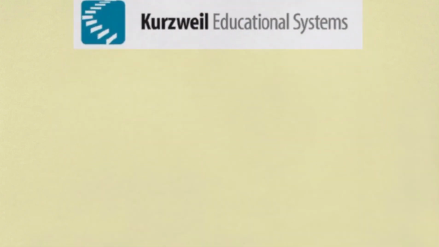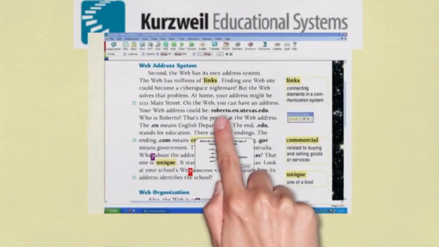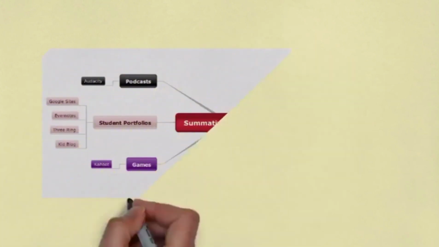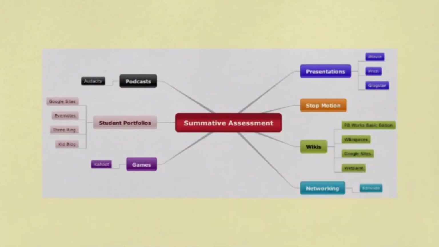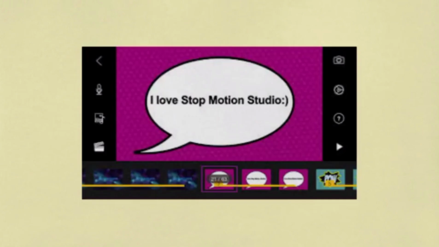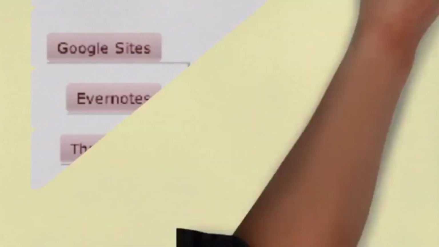Kurzweil is an assistive technology tool that can also be used for all types of assessment. It can be used to test comprehension, for test taking, writing, and study skills. The possibilities for summative assessment are endless. Students can create digital assignments using tools such as iMovie, Prezi for presentations, Glogster for infographics, stop-motion videos using software such as StopMotion, and Audacity for podcasts.